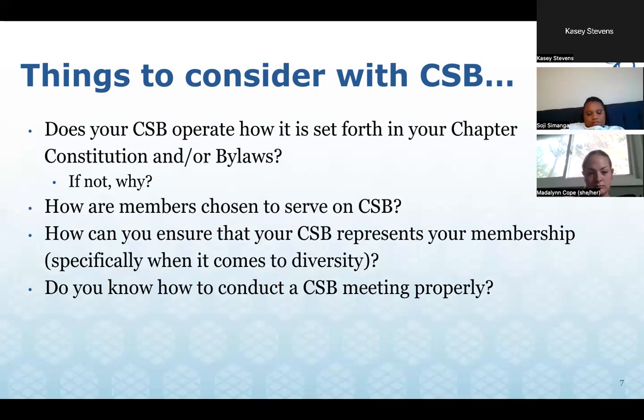and bylaws. A big question that we get, and we have gotten much more recently, is how can you ensure that your chapter standards board represents your membership? I would say specifically when it comes to diversity and making sure that all voices are heard. I have a few tips about this later, so we'll get into that in a little bit. And then, do you know how to conduct a chapter standards board meeting properly? We'll, again, get into that in a second, so let's dive in.